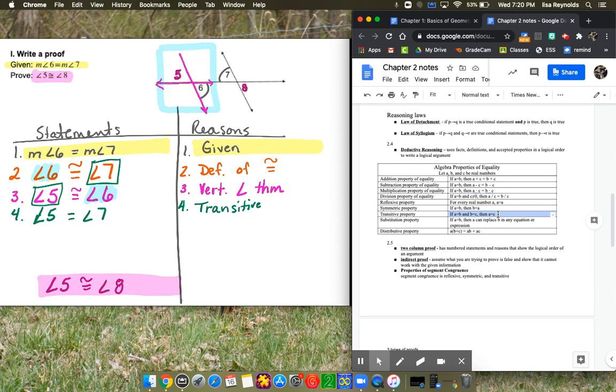So I go back to the picture again, and this time in my picture, I'm going to look at the section that has 7 and 8. And guess what? This has something very similar to what we had with 5 and 6. 7 and 8 also form a set of vertical angles. So we're actually going to use the vertical angles theorem again, this time with 7 and 8. So my angle 7 is going to be congruent to my angle 8. Left out part of my congruent symbol there.